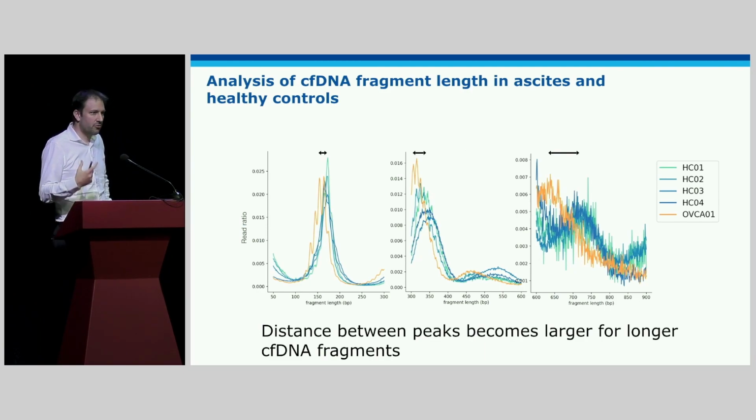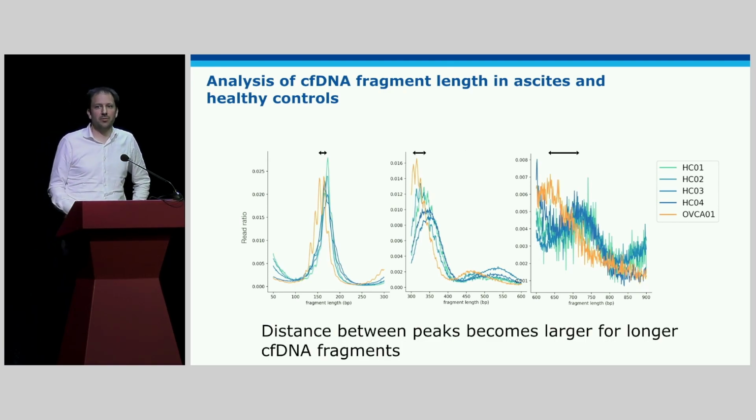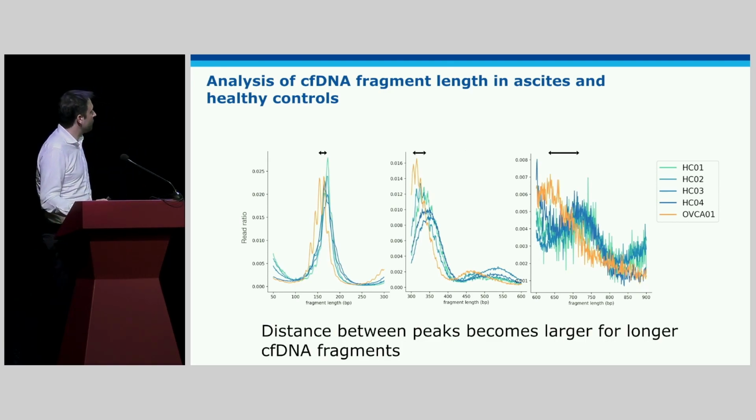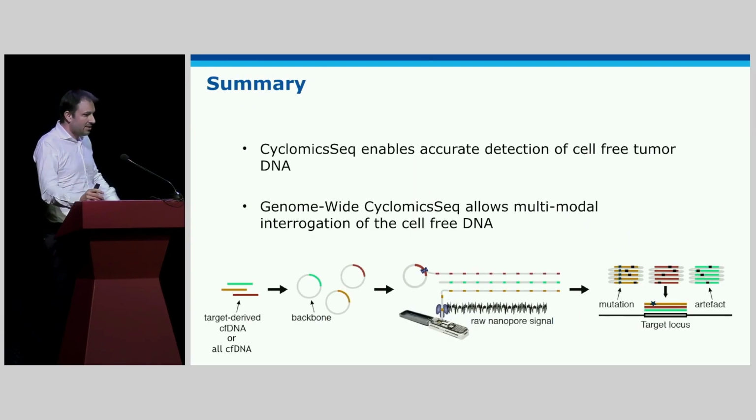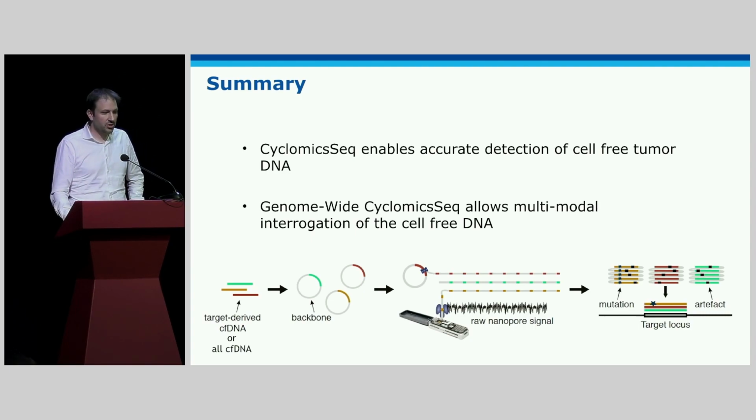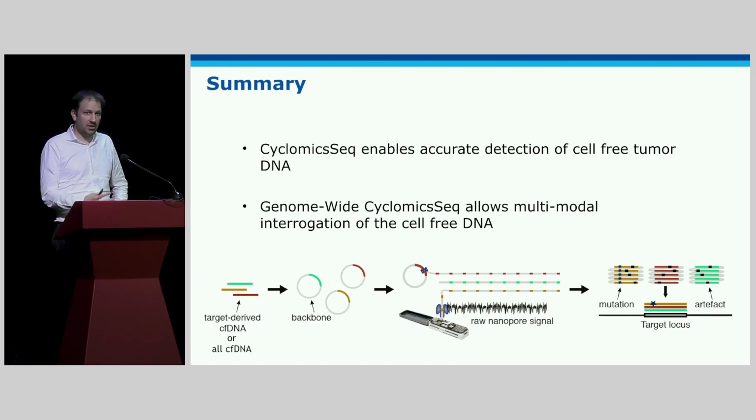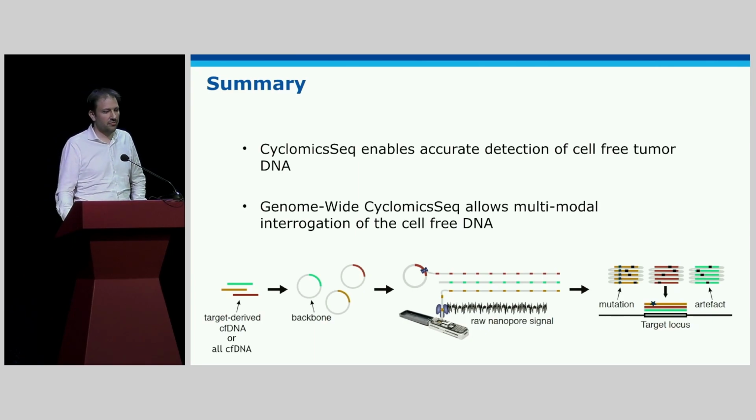Yeah? So that is really showing that it is important to also look at the slightly longer fragments that are floating around in the blood. So having said that, to summarize, Cyclonic-seq really enables accurate detection of cell-free tumor DNA in the blood, in liquid biopsies. And we can also do this genome-wide, and that really allows multimodal integration of different analytes or different types of measurements that you can do on the cell-free DNA in a single assay.